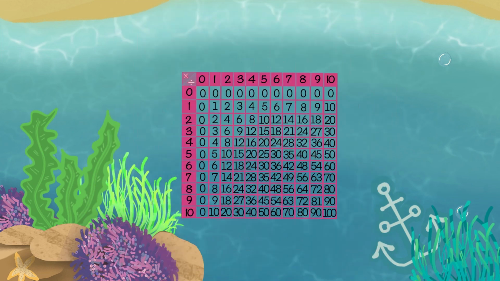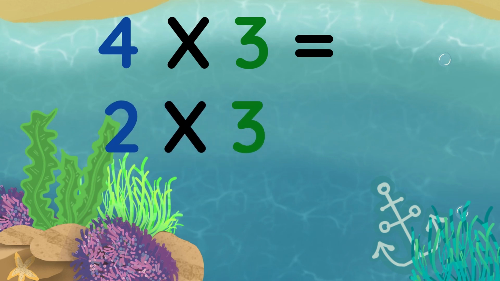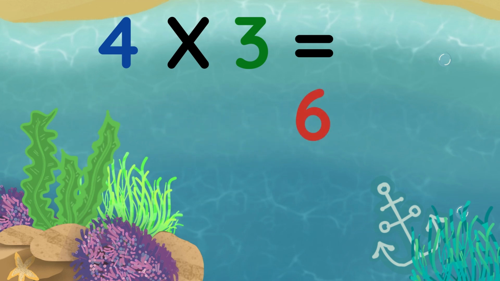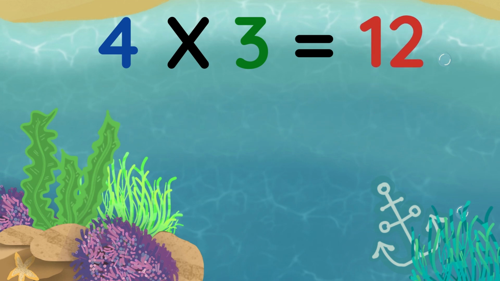For instance, 4 times 3. First, we double 3 and get 6. Then, we simply double 6 to get a product of 12. That means 4 times 3 equals 12. Double.